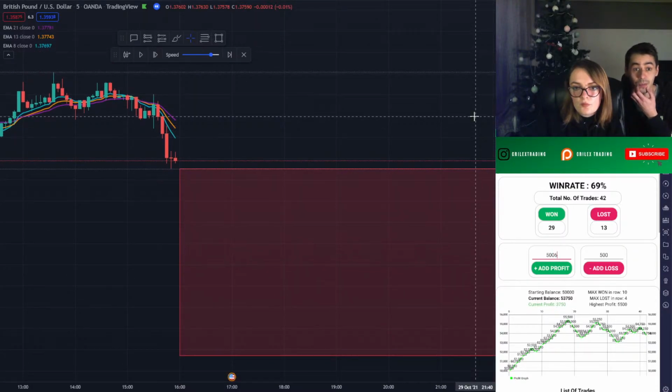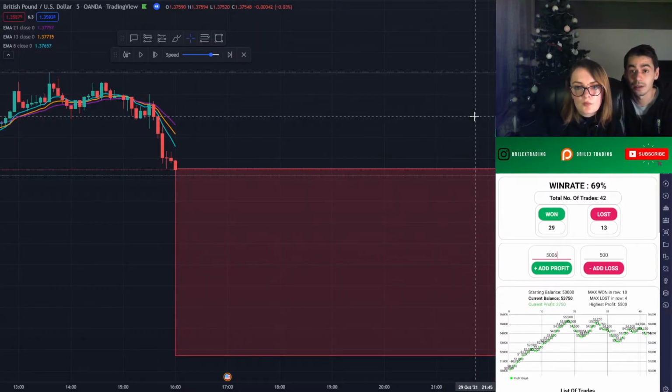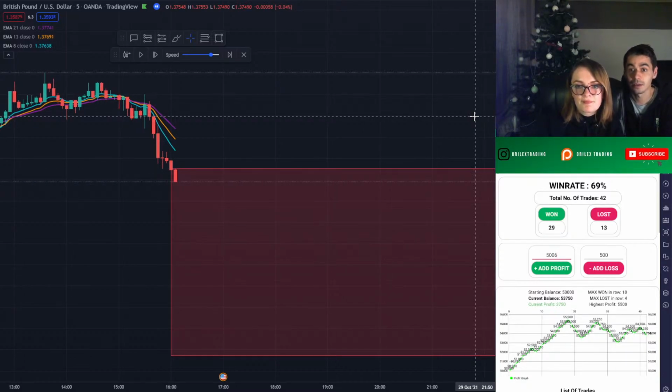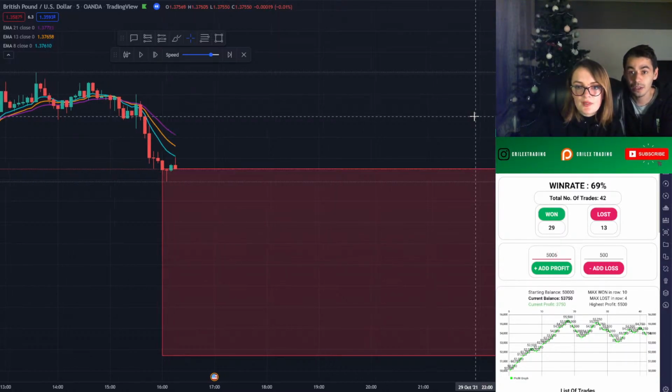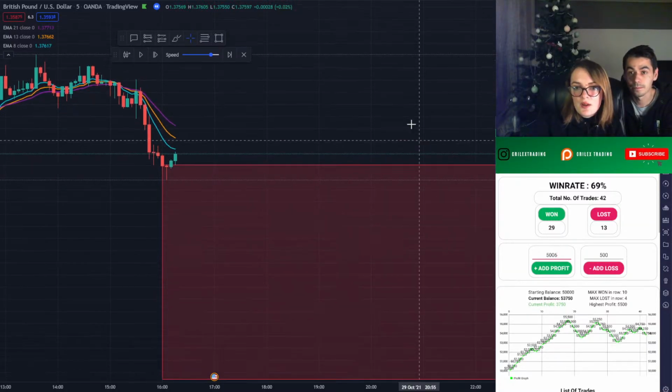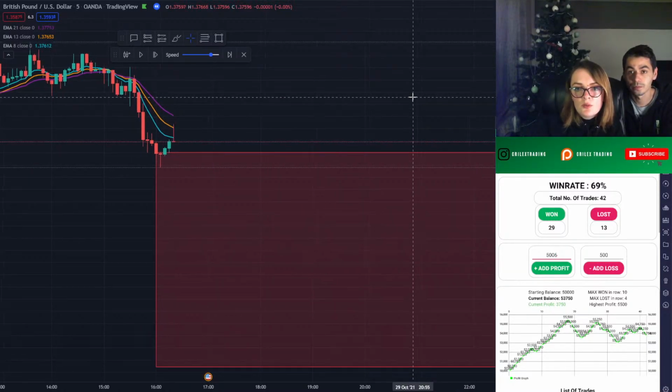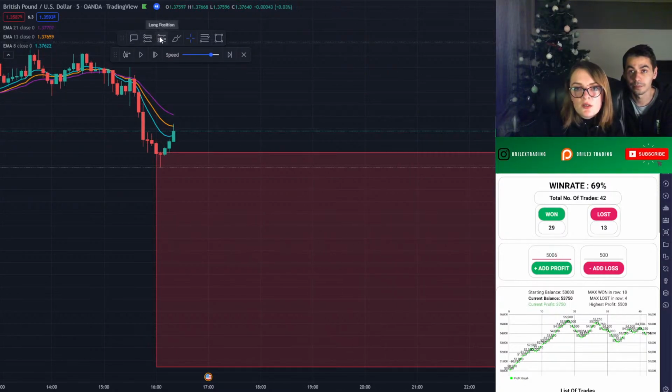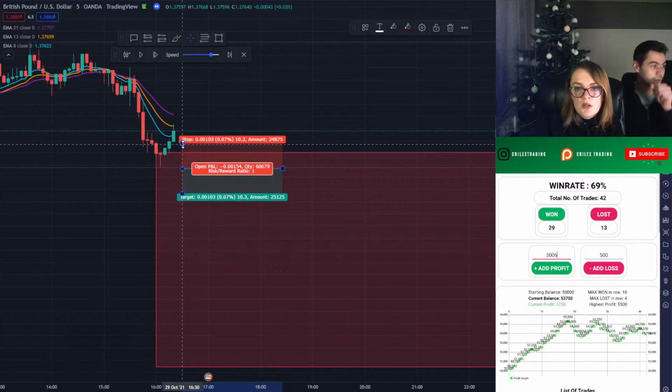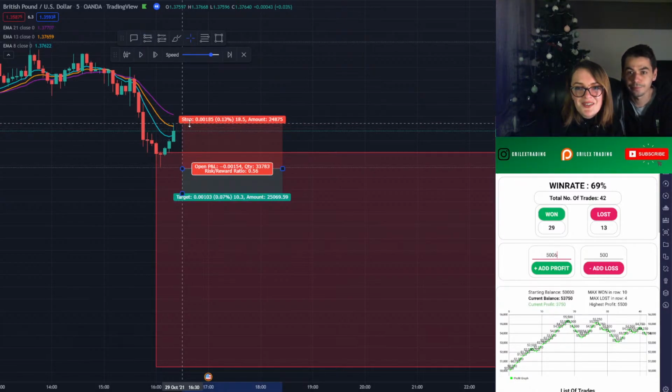Actually, the spreads are close to 1,000% of their original size during that time. So we'll keep that in mind. Okay, so we are now again in a sell zone, and we've got this nice retouch of these EMAs. So I'm going to place another sell stop here.